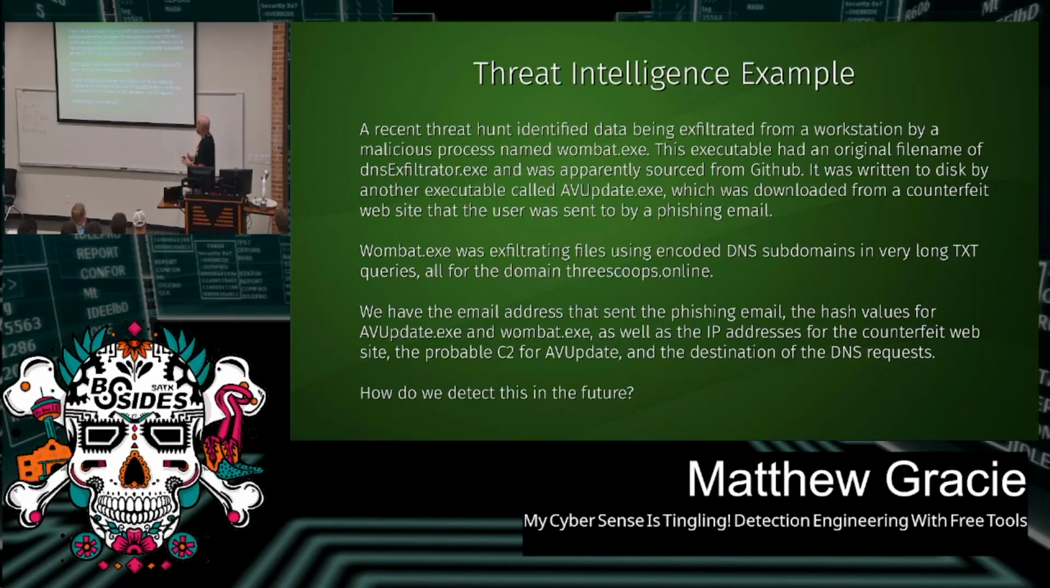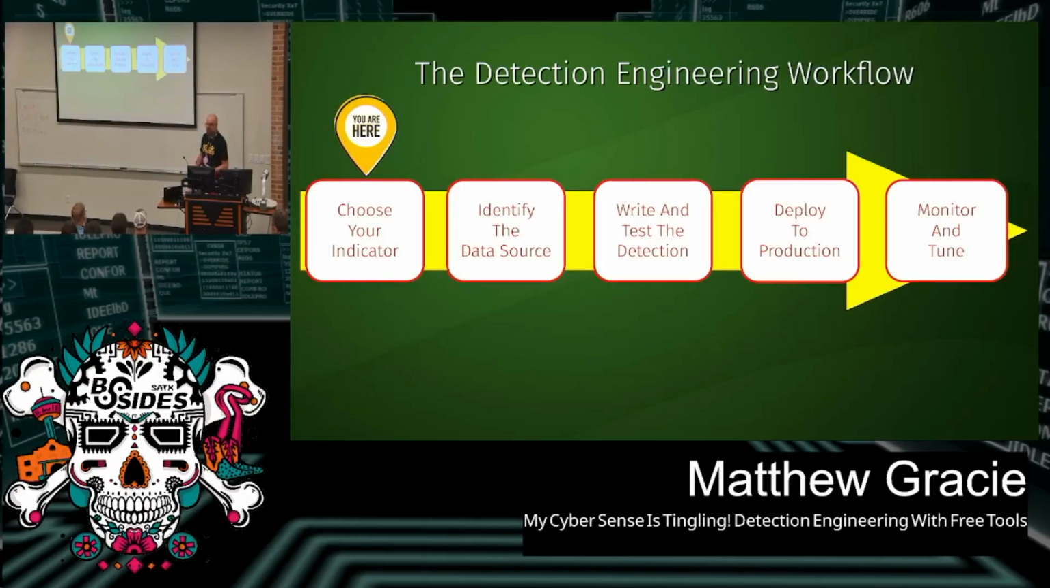We have the email address that sent the phishing email. We have the hash values for avupdate and wombat. We have the IP addresses for the counterfeit website, for the C2 that was controlling avupdate, and the destination of the DNS requests. So, how do we detect this in the future? Well, the first thing we need to do is take a look at this threat intelligence and figure out what indicator is going to be the best.